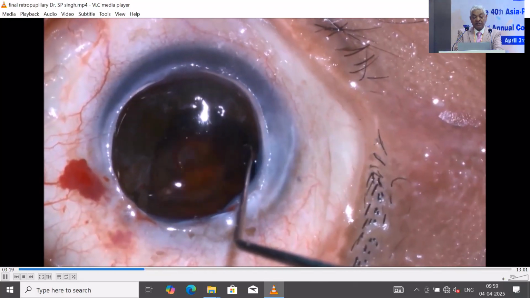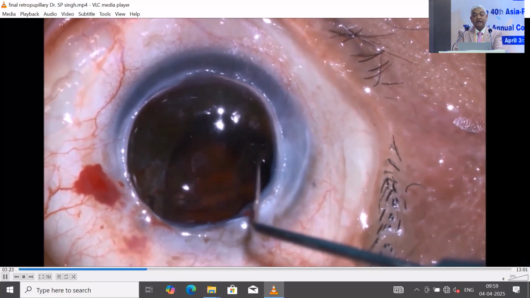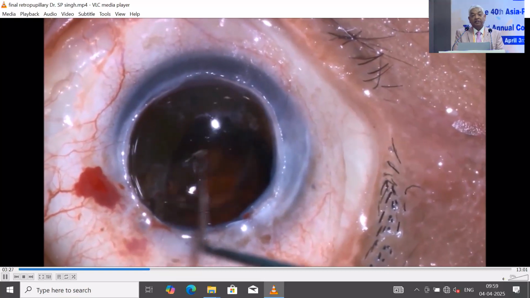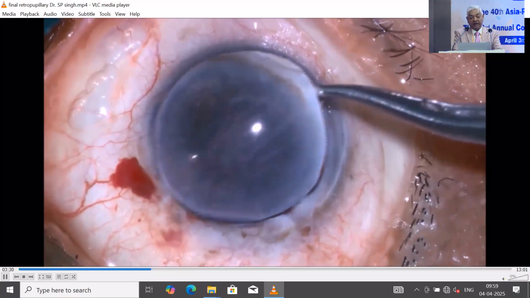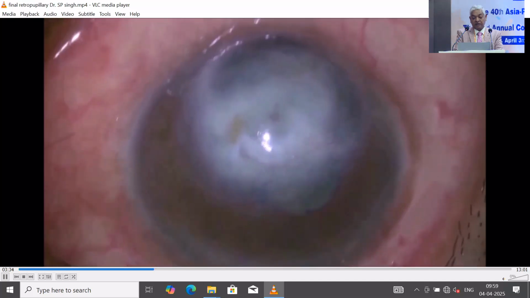You can see how stable it is. There is no movement at all, even in these conditions. So there is hardly any contraindication to the iris posterior iris lenses, and you can implant in such conditions. These are some difficult cases.